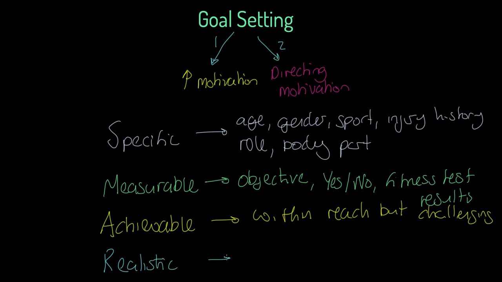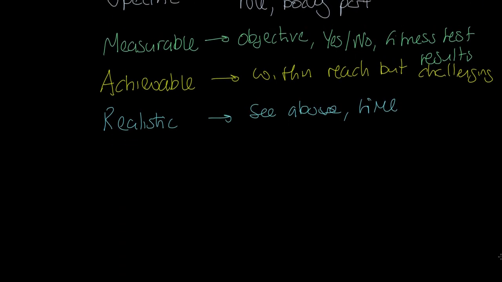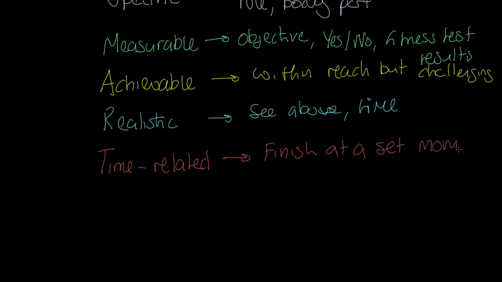It must be realistic, and I'm simply going to say C above. But also, we must take into account how long this person's got to go and achieve that thing. So we don't want it to be super long. We don't want it to be unrealistically short. Let's go a touch further. Let's now look at our T. T is what we call time-related. What we're saying here with a time-related goal is the program must finish at a set moment. Often a fitness training aim or goal will be for something like 6 to 12 weeks, and it must finish in that 6 to 12 weeks so we can measure, did we achieve it or not?